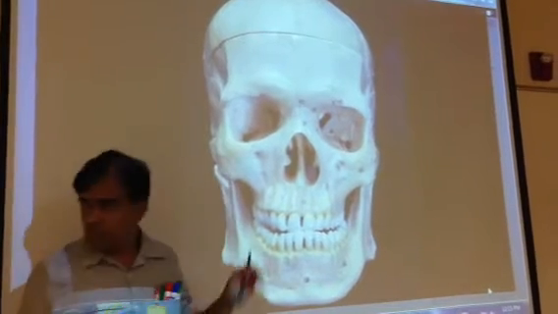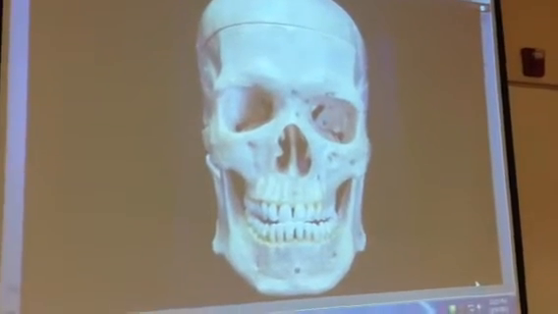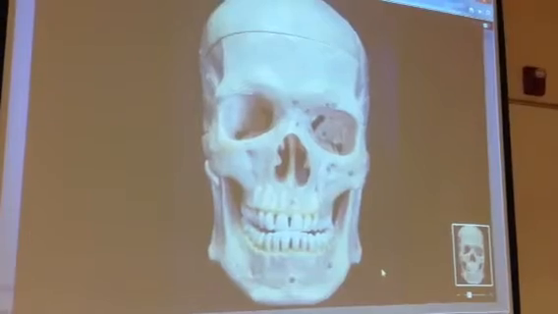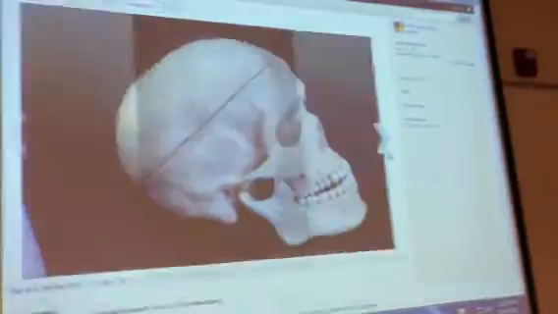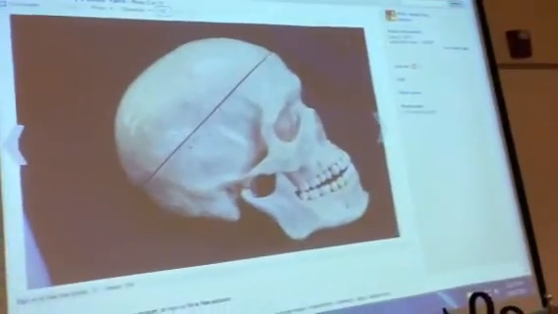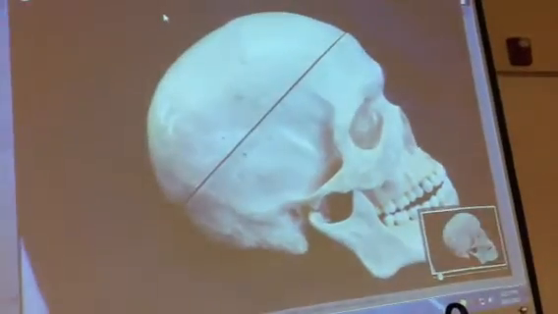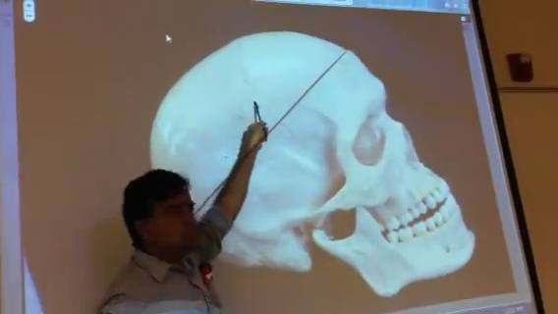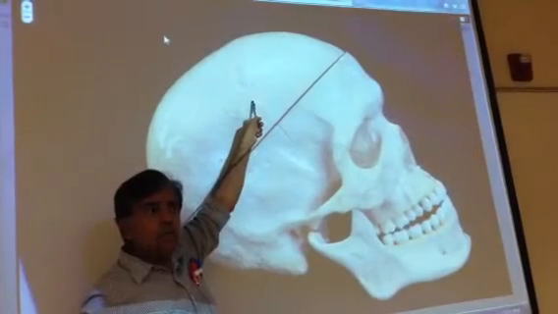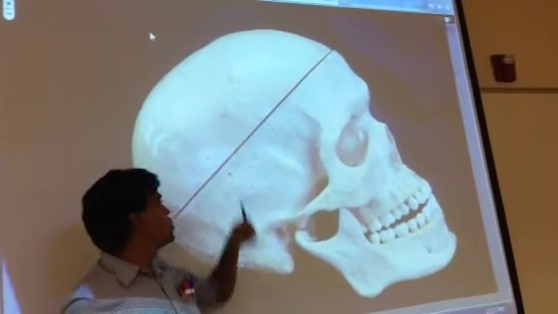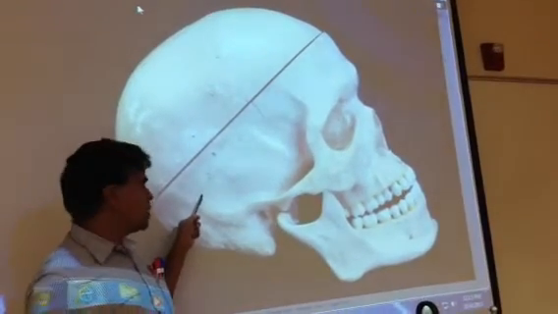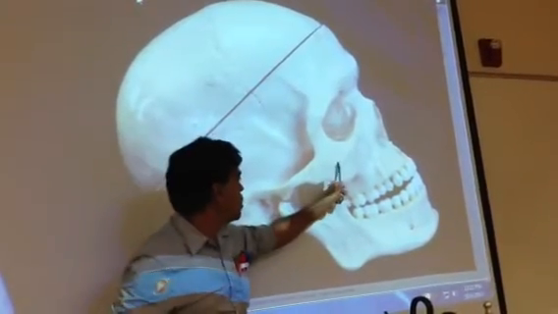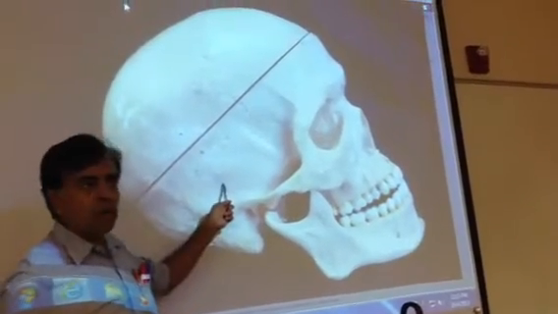That's good for this view. So I'm going to change the view. Okay, in this view, it's a lateral view. You can see some more bones and some sutures. So what is this suture? Coronal suture. What about this suture? Squamous suture.